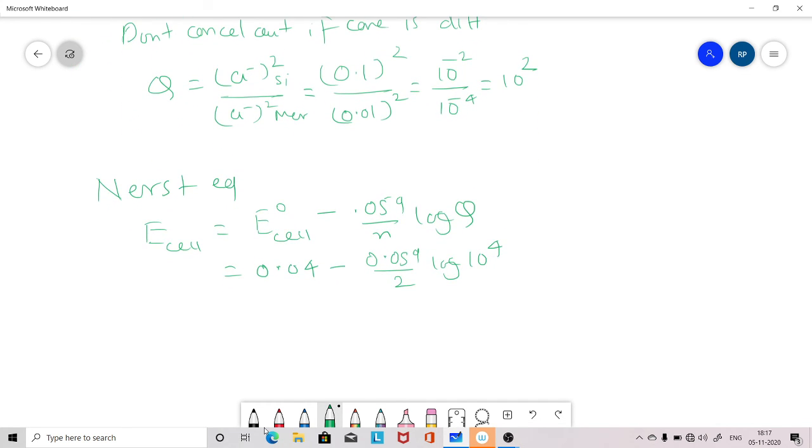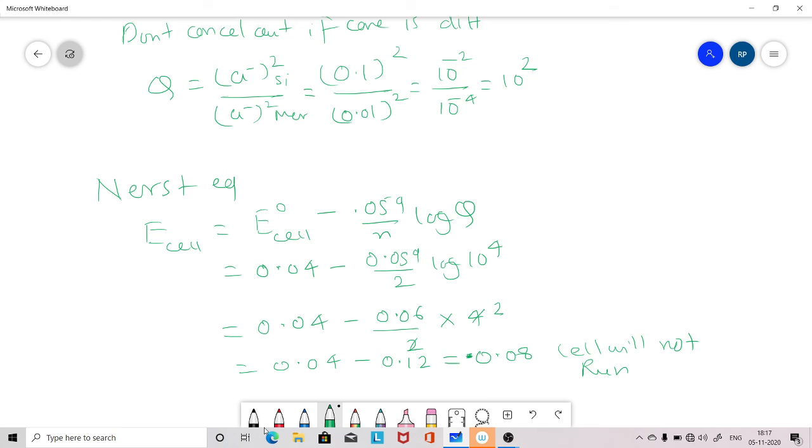Now let's see whether it is coming as positive or negative. So 0.04 minus 0.06 by 2 into 2, so here 0.04 minus 0.12, so that will come as a negative value, that is minus 0.08. This negative value means the cell will not run. In this case, the cell will not run because of the negative value.